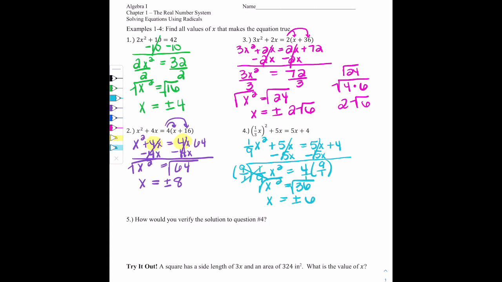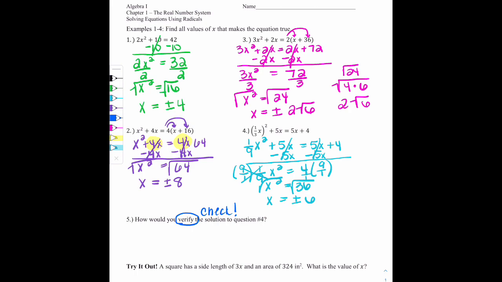All right, in number 5, it says, how would you verify the solution to number 4? So we want to make sure we discuss what it means to verify. Verify is another word for check to see that the solution is correct. So how would you verify the solution to number 4? You would check it, okay?